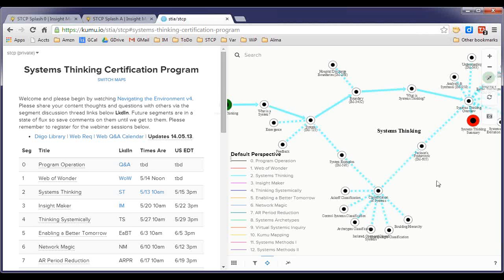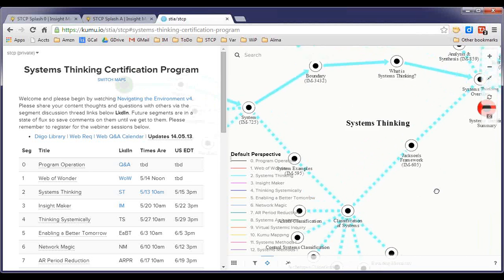Gerd, after this session, why don't we have a communication as to why the dashed arrows are not dashed on your system?